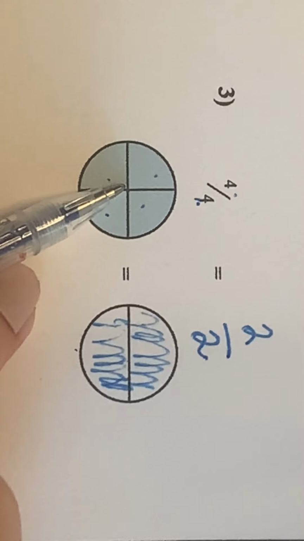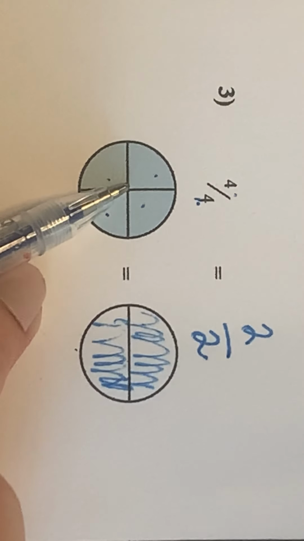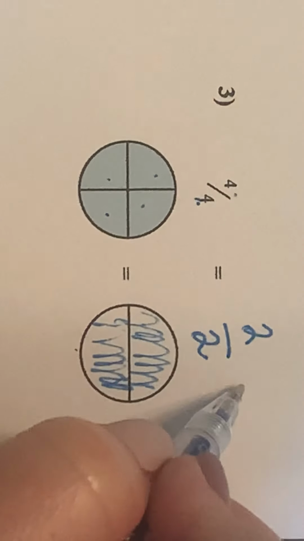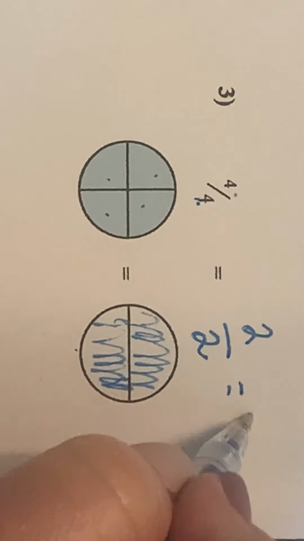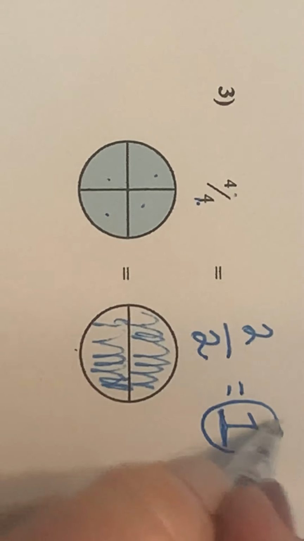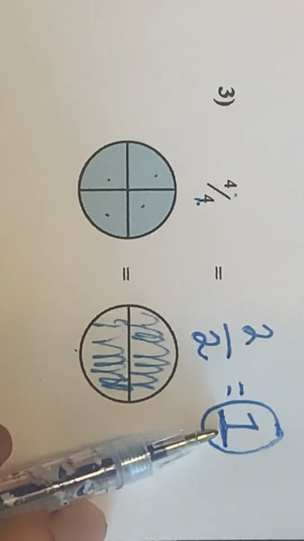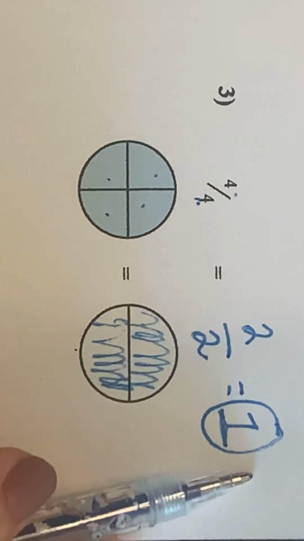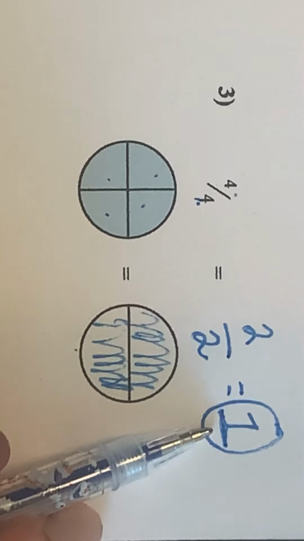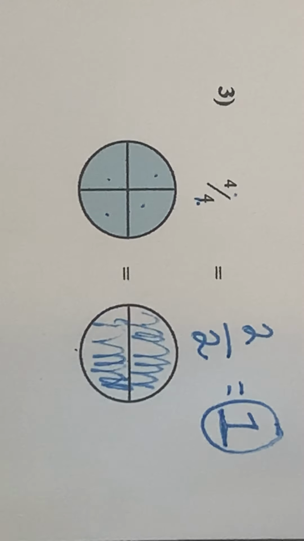Boys and girls, what circle do we have today? This is a whole circle. 4/4, 2/2 always equal 1 whole. And that is your reduced fraction, or your improper fraction changed to a whole number. That is 1. If you got a million over a million, you still got 1.